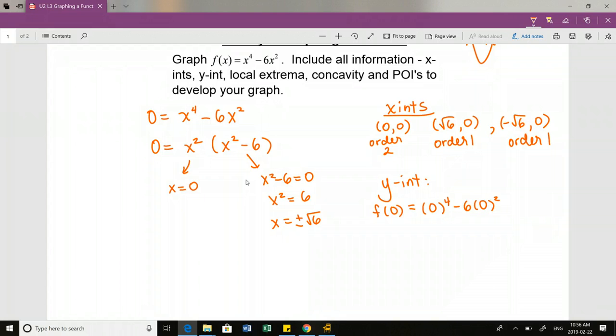Well, we kind of already have it, right? Because we have an x-intercept already at (0, 0). But if you had to solve for it, we would sub in 0 for x. So we actually know from looking at the x-intercepts that the y-intercept is (0, 0). But if you need to solve, it's there for you. Okay, we're going to box up that information. We will use it later.